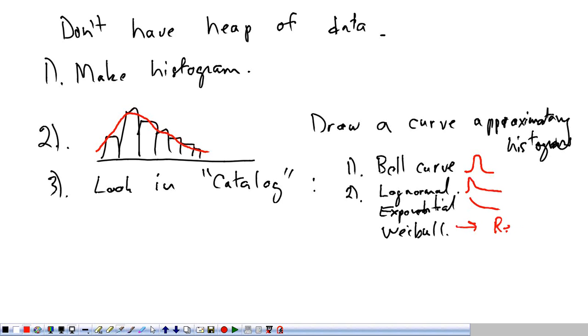A Weibull you use in reliability and life studies. It's used extensively in that. So whenever you hear anybody talking about reliability or things like that, somebody somewhere is probably going to be using a Weibull distribution. But anyway, today we're going to do this one only. So we look in a catalog and we pick a distribution.